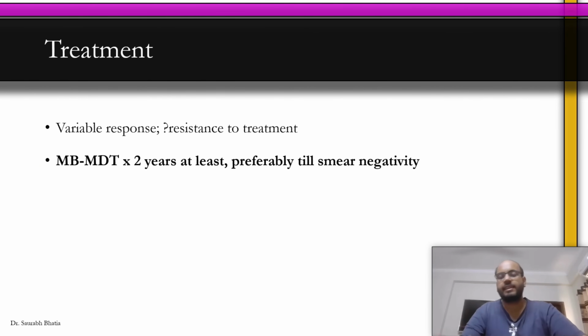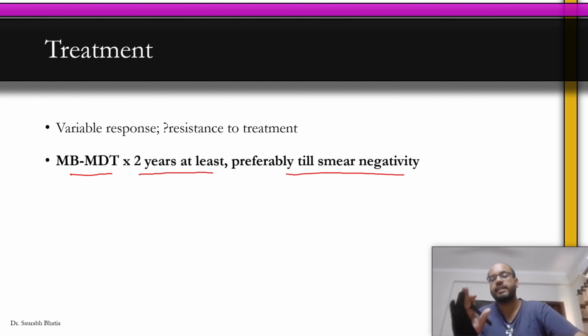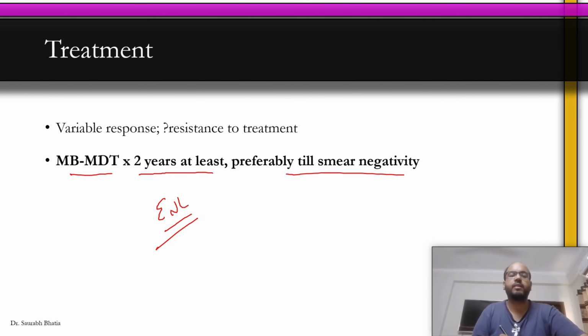Now, treatment is easy for histoid leprosy. You just have to continue MB-MDT, but for the sheer number of M. leprae, you have to continue it for at least 2 years, and preferably till the smear turns out to be negative. So, histoid leprosy requires a prolonged treatment with multi-drug therapy at least for 2 years until the smear turns negative. But always remember, whenever you start MDT, you can predispose the patient to develop ENL. So keep that in mind.